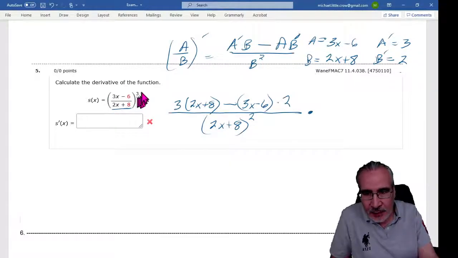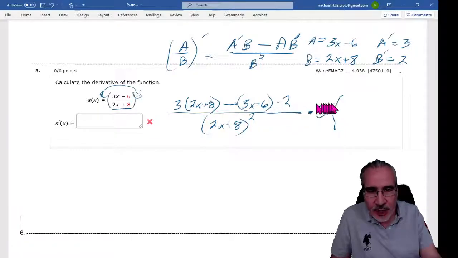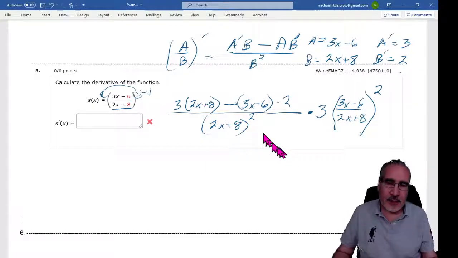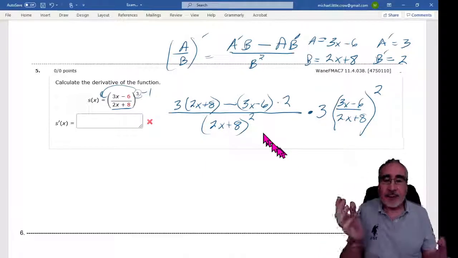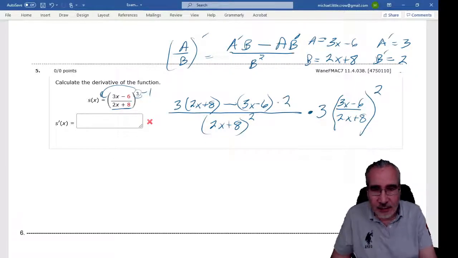So this 3 comes down in front, so we got times 3. The inside stuff's in its bubble, it does not change. 3x minus 6 over 2x plus 8. And then the exponent, we subtract 1 from it. 3 minus 1 is 2. Okay, now this is a correct answer. However, it might be simplified. But again, check to see if you see this as your answer.